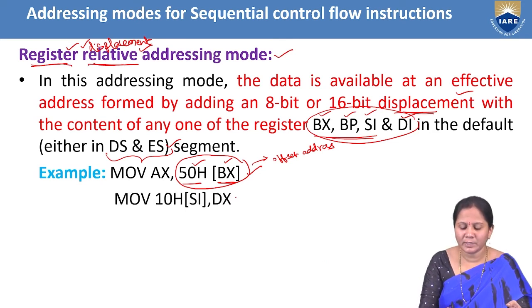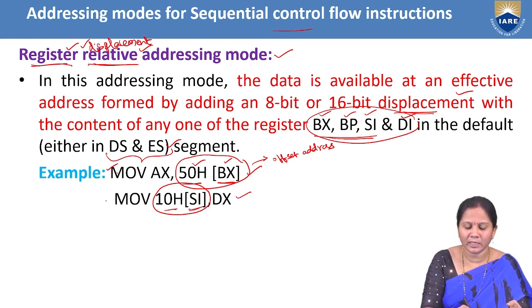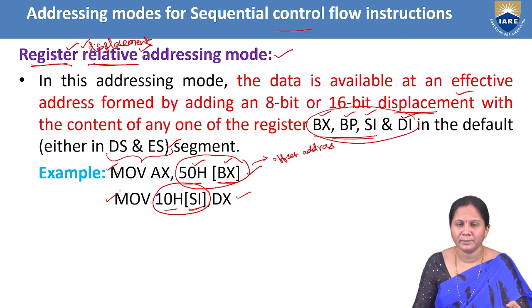And next, if you see this example, move DX, 10H[SI]. Here, this is the index register and this is the displacement. So these two together give us the offset address. And this register relative addressing mode comes under sequential control flow. Hence only data transfer instructions are used.